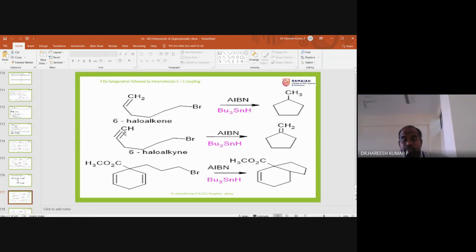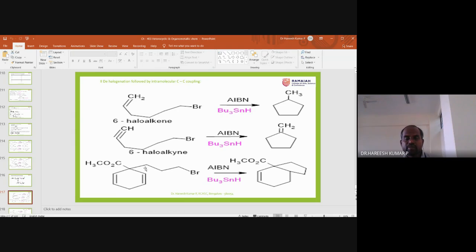So what is here? A triple bond is there. A 6-halo alkyne, when it is treated with AIBN, a radical initiator, the radical initiator will react with this carbon, and there will be a breakage, forming a radical here, a radical there. And here is a triple bond, homolytic cleavage forming one radical here, one radical there. Then there will be a new bond formation between this radical and this radical. Later on, that product, when it is treated with tributyl tin hydride, CH2 is coming like this.